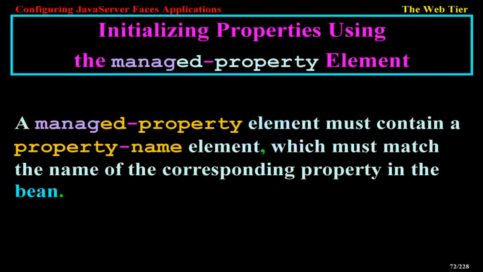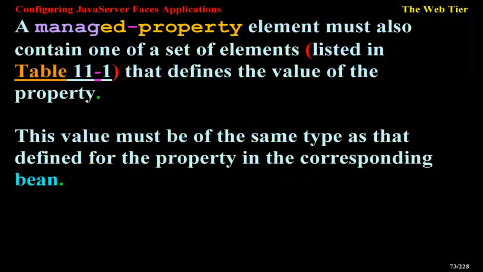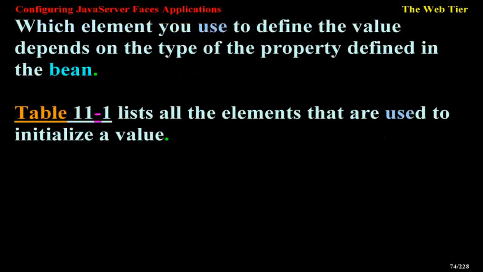Initializing properties using the managed property element. A managed property element must contain a property name element, which must match the name of the corresponding property in the bean. A managed property element must also contain one of a set of elements listed in Table 11-1 that defines the value of the property. This value must be of the same type as that defined for the property in the corresponding bean. Which element you use to define the value depends on the type of the property defined in the bean.